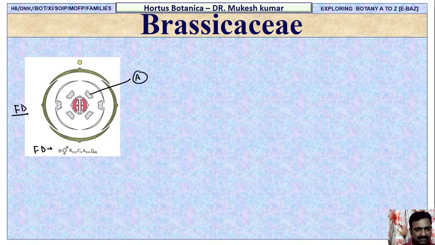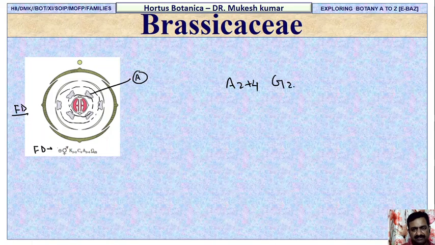So see, this is the whorl. In this you see, this is the outer whorl, and this is the inner whorl. So what you found? This androecium is 2 plus 4, tetradynamous condition. Right? See, gynoecium when we are talking, what do we have? We have the bicarpellary condition. They are syncarpous and superior ovary we have.